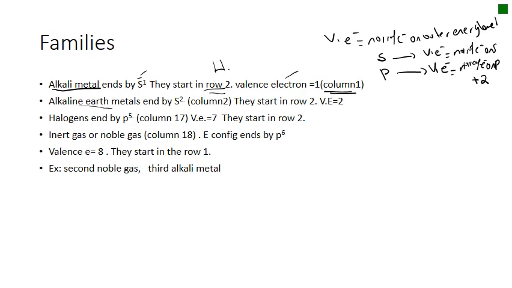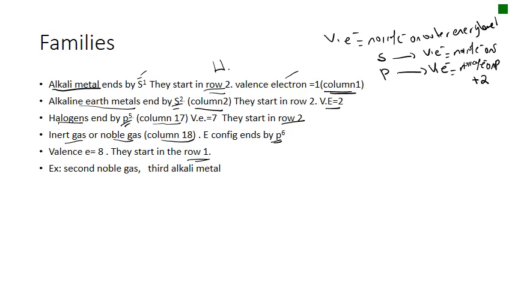Alkaline earth metals are the elements that exist in column 2. Their electron configuration should end with S2 and the valence electron is equal to 2. Halogens are elements in column 17, so their electron configuration ends with P5 and they also start in row 2. Inert gases or noble gases are the elements that exist in column 18, where the electron configuration should end with P6, but they start in row 1 and the valence electron is equal to 8.